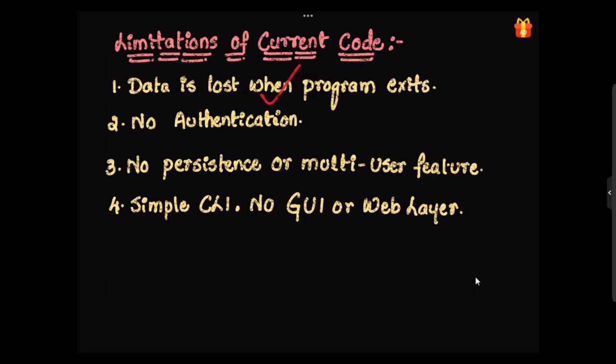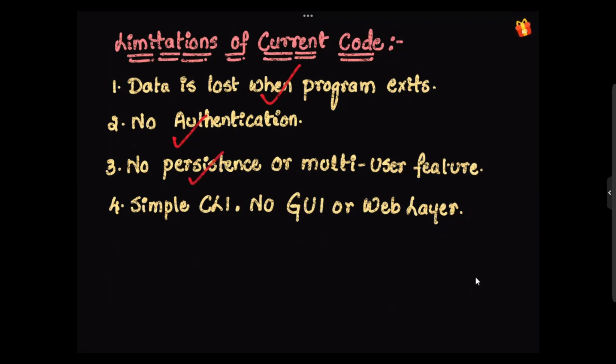Anyways, let's continue. Data is lost when the program exits, right? As we are not going with any external database, we are just going with in memory, just for the single file CLI demo. Yep, data is lost when the program exits. This is one of the limitations, right? So next, no authentication. No authentication in the sense, for example, master password, right? We are not going with any authentication. Yep, so this is one of the limitations.